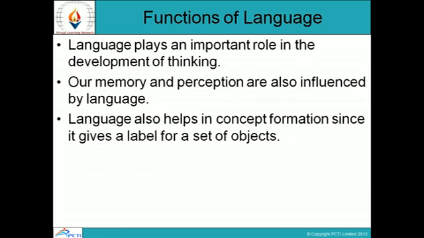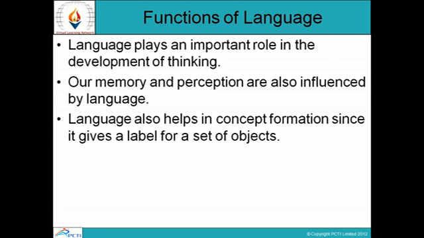The functions of language. Language plays an important role in the development of thinking. It promotes thinking, it promotes cognition of an infant. The way a child learns the language promotes the thinking. First, the thinking is done and then the language is a medium to convey whatever is being taught. Our memory and perception are also influenced by language. Whatever we retain and whatever we see, our viewpoint, our own perception, is also influenced by the way we speak and the way we communicate.